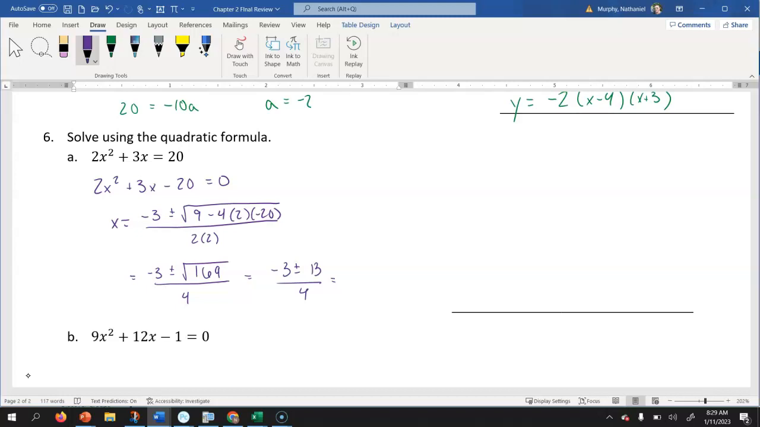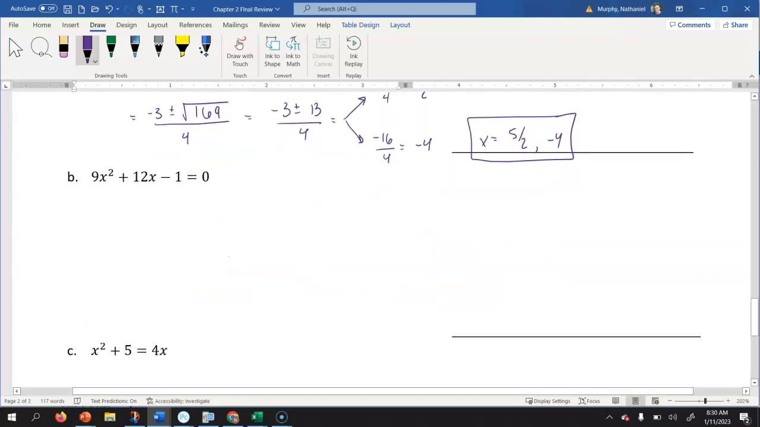So if I do negative 3 plus 13, I get 10. So I'd have 10 fourths, and that reduces to 5 halves. And for the other solution, if I take negative 3 minus 13, I'd have negative 16 divided by 4, and that simplifies to negative 4. So those are my two solutions for x.